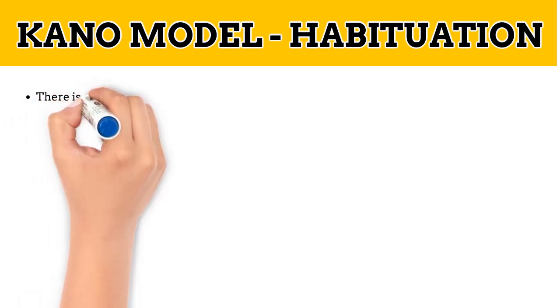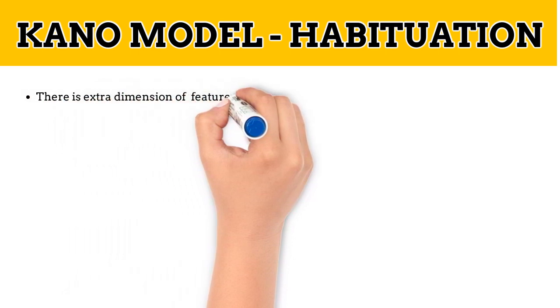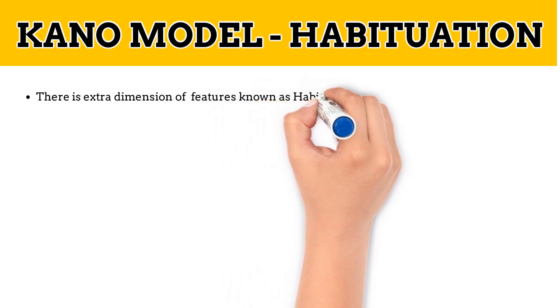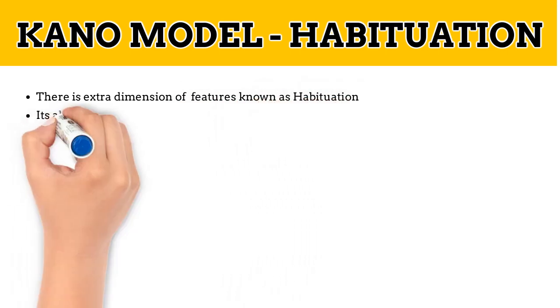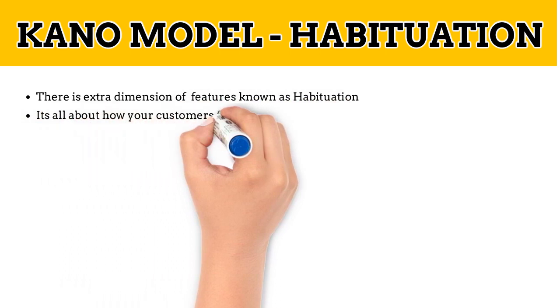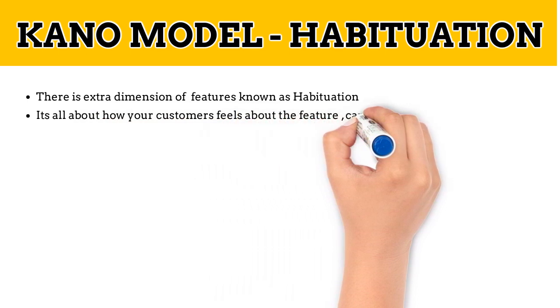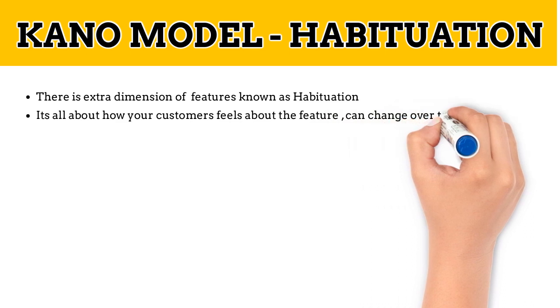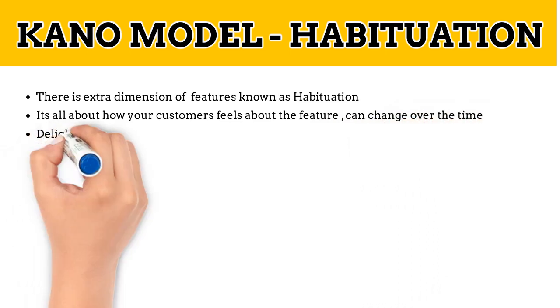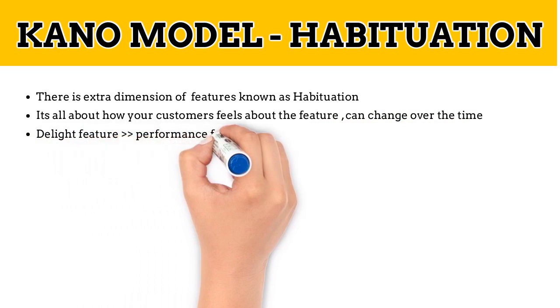Okay, so let's get started. There is an extra dimension of features known as habituation. Habituation is about how your customer feels about the features, which can change over time as a customer becomes more habituated to those features, and that is called the habituation effect. Now we can say that delighting features can become performance features, and after some time eventually they become must-have features. So in short, this is called habituation.